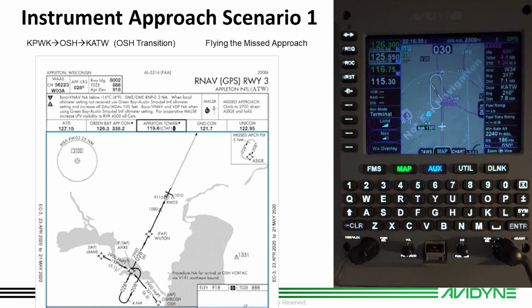As we get to Asigi, the Atlas FMS tells us we have a teardrop entry into our holding pattern, where we will hold pending further instructions.